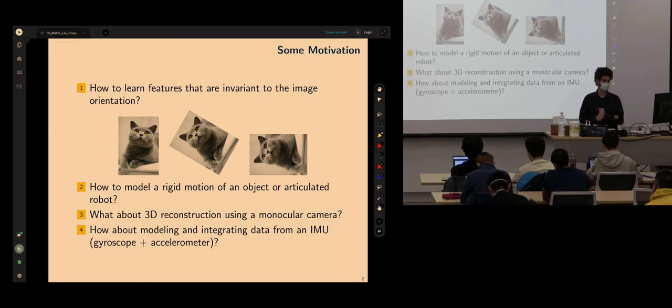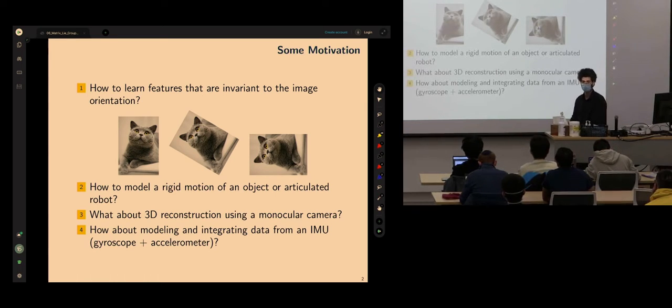Some motivations that are more practical: how to learn features that are invariant to image rotations. All of us conceptually can relate to this idea that if we want to classify these cat photos as cat, we will probably not be misled by the orientation of the image, right? It doesn't matter if it's upside down. We still recognize this is a cat photo.